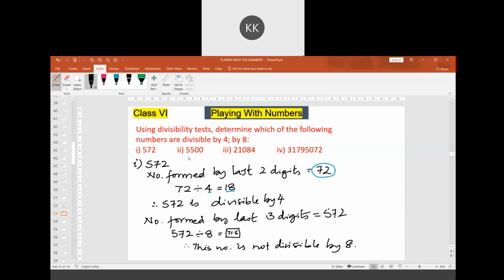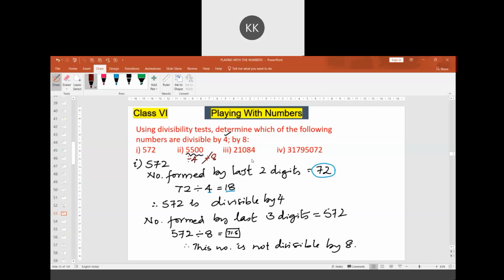Now, if you look at the second one, 5500, since it is ending with two zeros, it is divisible by 4. Is this number divisible by 8? Is 500 divisible by 8? That is what we need to check. We will not get an exact quotient. There will be some remainder also. So this particular number is divisible by 4, not divisible by 8.